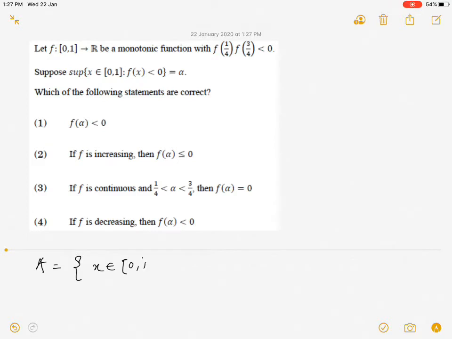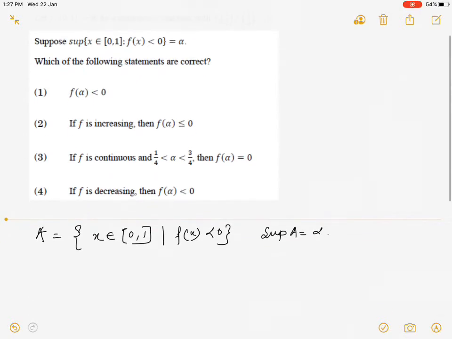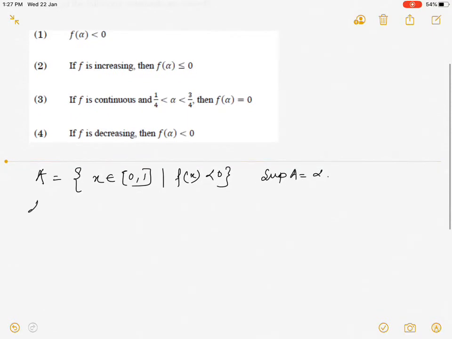Also, let us denote the set A as the set of all points in closed interval [0, 1] such that f(x) is strictly less than 0. We are given that supremum of A is equal to alpha. This is a question from section C. We will check the validity of each of the conditions one by one.